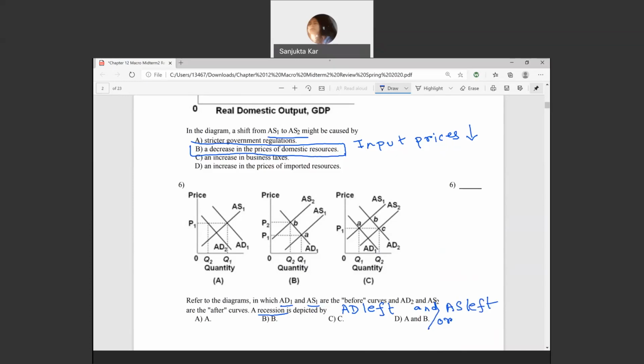So my answer will be this one. Aggregate demand is shifting to the left. Also this one, where the aggregate supply is shifting to the left. But definitely not this one, because over here the aggregate supply and aggregate demand are shifting to the right. Okay.